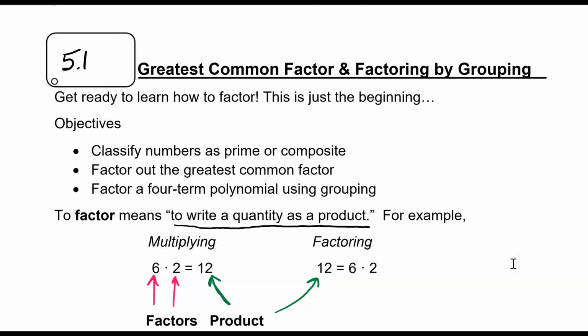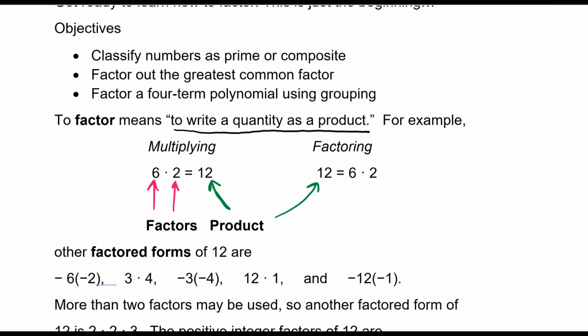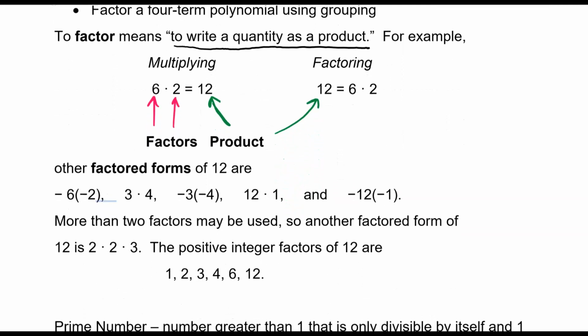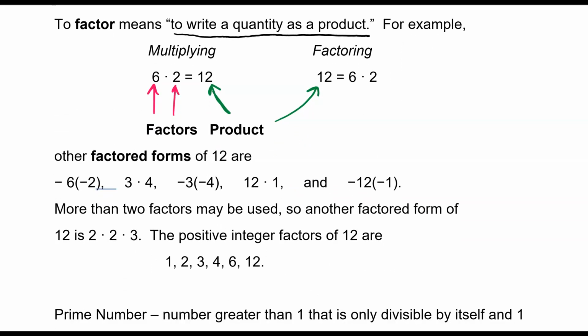All right, let's move on. Other factor forms of 12 are the following. You see this here, negative 6 times negative 2. So negative 6 and negative 2 are factors of 12. 3 and 4 are factors of 12. Why again? Because when you multiply those numbers together, you get the product 12. Negative 3 times negative 4, 12 times 1, for example, and negative 12 times negative 1 are also factors of positive 12.